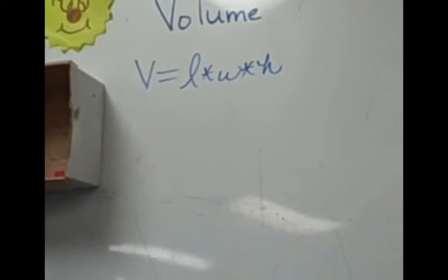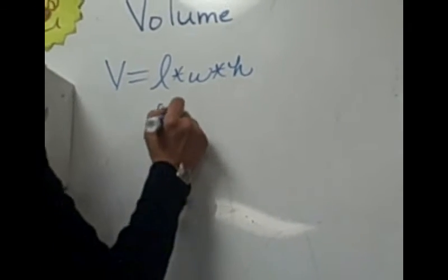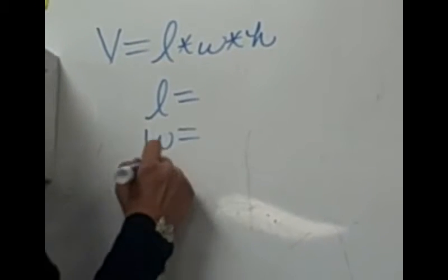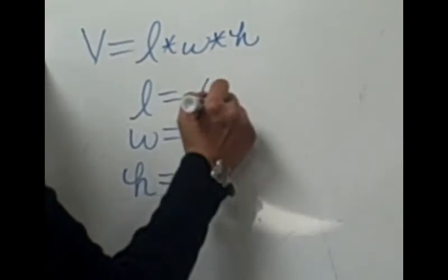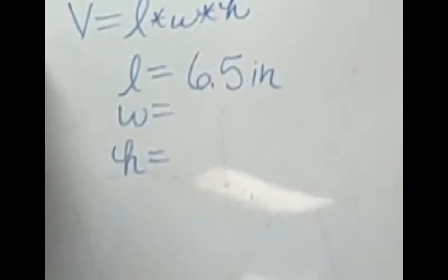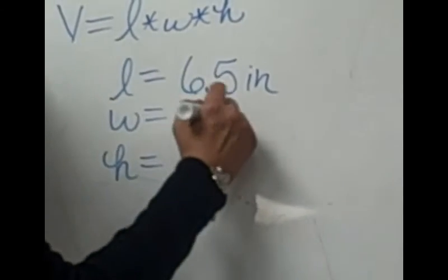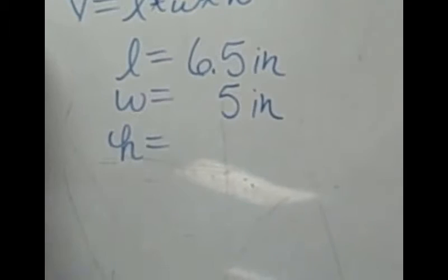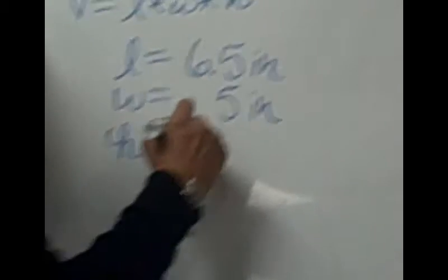So using this box, let's go ahead and find our dimensions. Let's see what our length is, our width, and our height. If we measure, we're going to see that the length is 6.5 inches. The width is 5 inches. And the height is 4.5 inches.